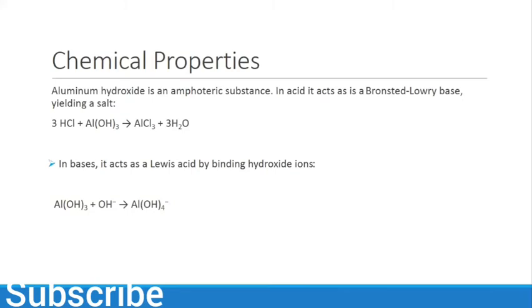So what are the chemical properties? Aluminum hydroxide is an amphoteric substance. In acid, it acts as a Lowry-Bronsted base, yielding a salt. So if we react aluminum hydroxide with an acid, it will form a salt, AlCl3, plus a water molecule. And in base, it acts as a Lewis acid by binding hydroxide ion. So if a base reacts with aluminum hydroxide, it acts as an acid and binds with the hydroxyl ion, and we have aluminum hydroxide with 4 minus.